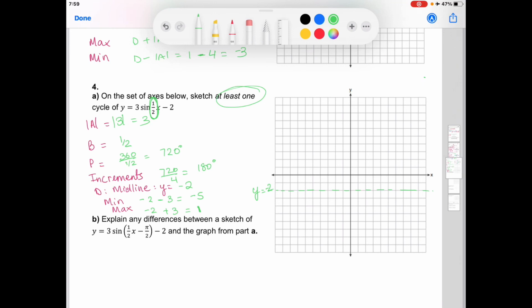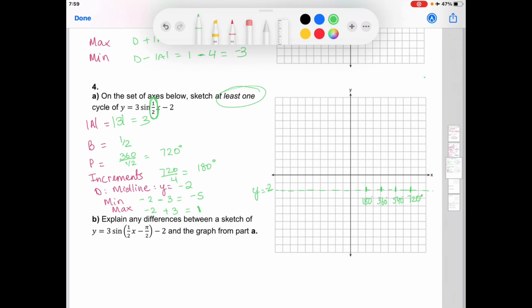Then I need my period. My period is 720 degrees, right? So either I can do 720 here. Let's see how many boxes left. Let's go by twos. 1, 2, 2, 2. Right, so this is 720 because we scaled it that way, right? So now it's telling me my increments are going by 180. So that would be 180. This would be 360. You're just adding 180. 540 and 720.